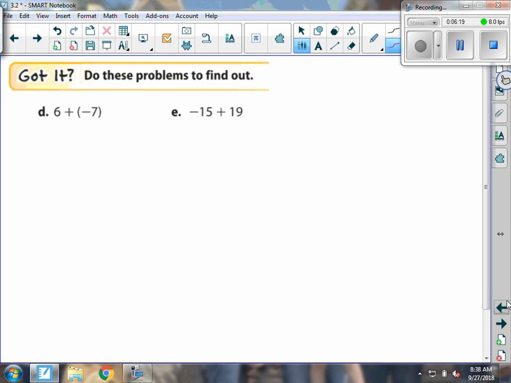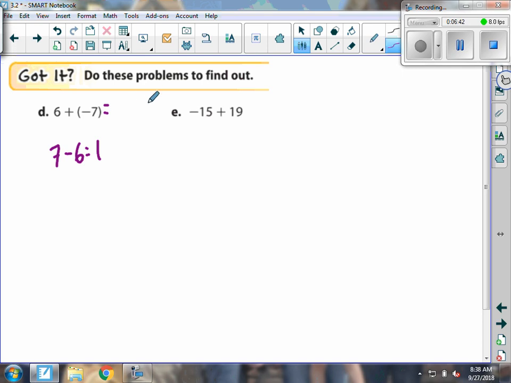Okay, go ahead and pause this if you need more time. So 6 plus negative 7. I'm going to subtract my absolute values, and I want to put my larger absolute value first. My absolute value of 6 is 6. My absolute value of negative 7 is 7. So 7 is larger, so I'm going to put that first. 7 minus 6 is equal to 1.